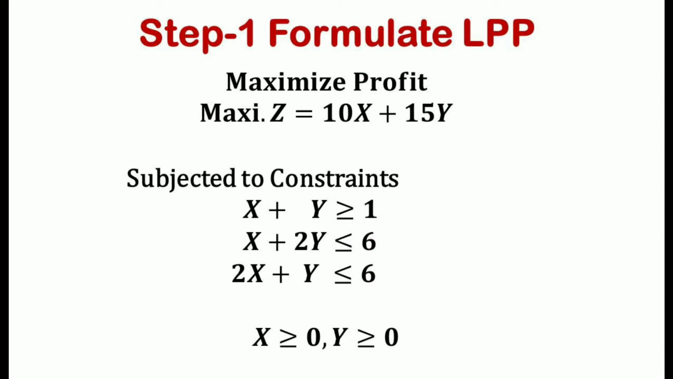The next one is non-negative constraints. That means the value of x is greater than or equal to 0, and similarly the value of y is also greater than or equal to 0. Once the mathematical model is framed, the next step is to construct a graph and plot the constraint lines. Here, the variable x is taken along the horizontal axis and variable y is taken along the vertical axis.